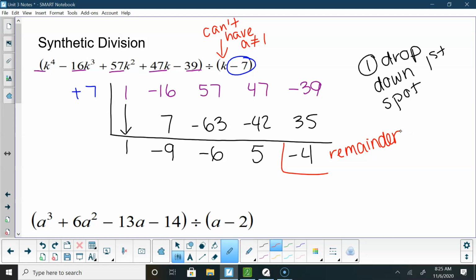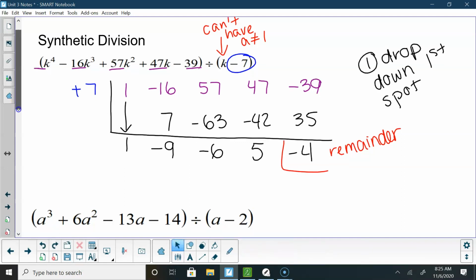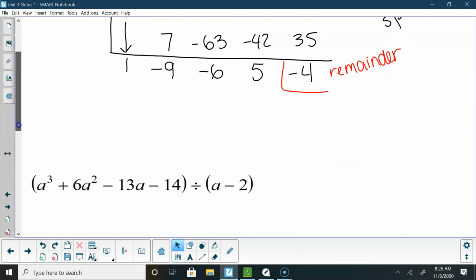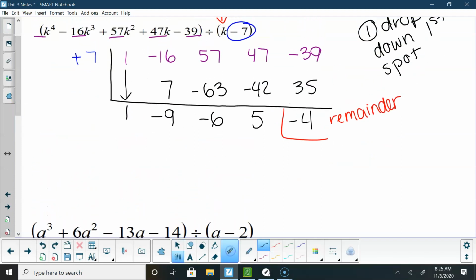All right. Your final answer is going to be, let me move him out of the way. Your final answer is to kick your polynomial down 1 degree, because I divided everything by a k, right? So instead of it being k to the 4th, my next one's going to be k cubed minus 9k squared minus 6k plus 5 plus a negative 4 over k minus 7.